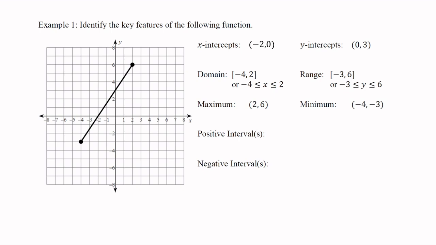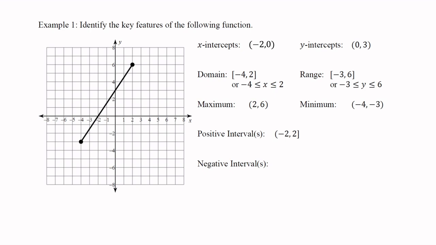Now, positive intervals, we are going to look at our x values for this. So we're going to go from left to right. From -4 to 3, the graph increases, but it's not positive everywhere. Where does the graph cross the x-axis? It crosses at our x-intercept, -2. And from -2 to 2, it is above the x-axis, so that is our positive interval.